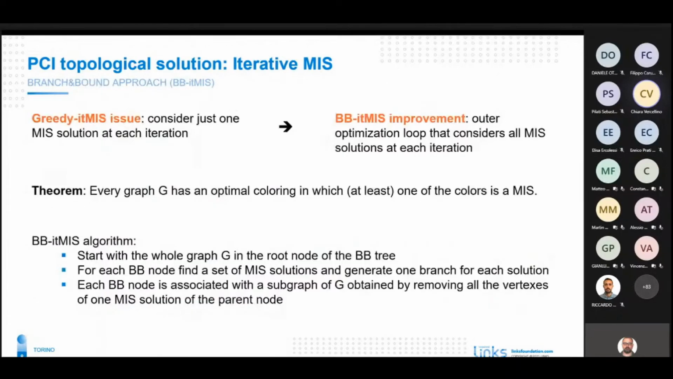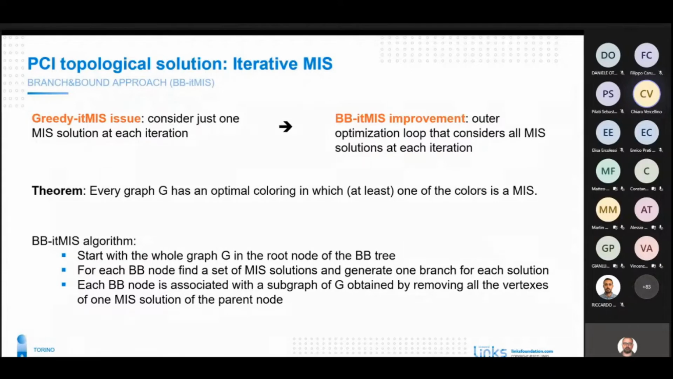Anyway, this greedy approach has just one limitation: it looks for one MIS solution at a time, so it does not exploit the quantum distribution over the feasible states. That's where our branch and bound approach comes into play. Let's represent an auto-optimization loop that concerns the solutions and no more the laser configuration.